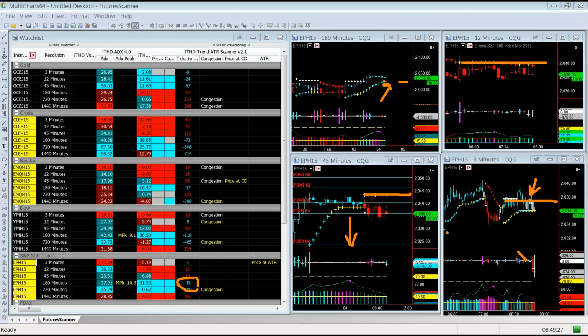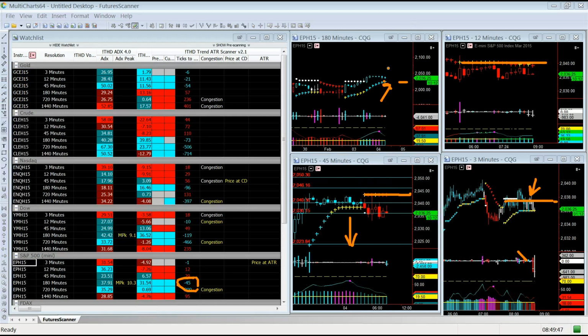Now, to do that, you would only be risking 10 ticks. You would take profits at 20 ticks, okay? But remember this, and this is what a lot of people fail to remember. As the market opens, this ATR could pull up towards this price.